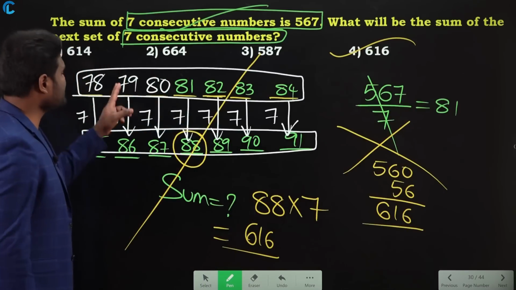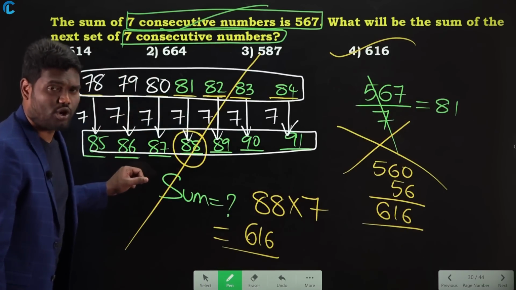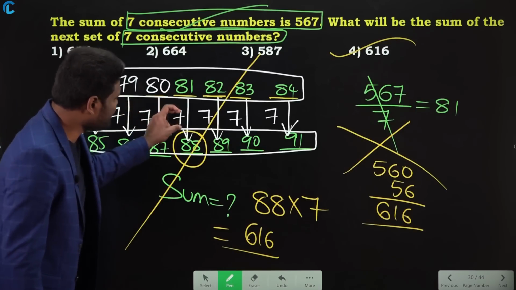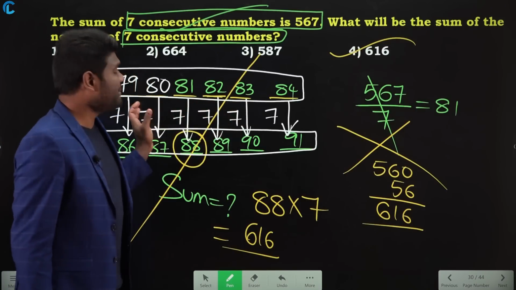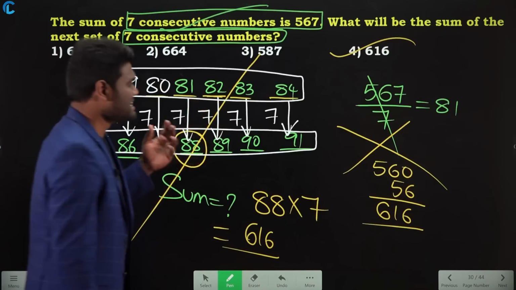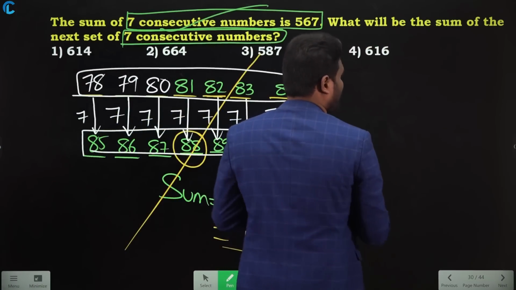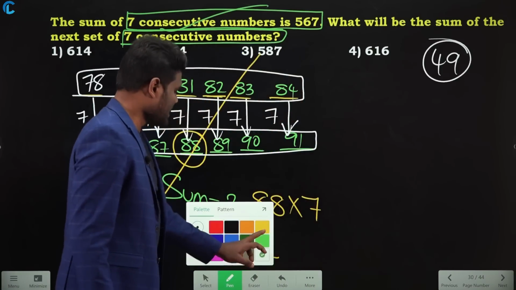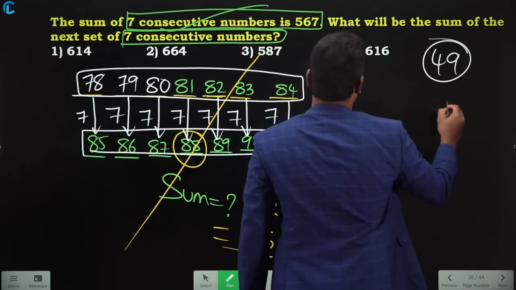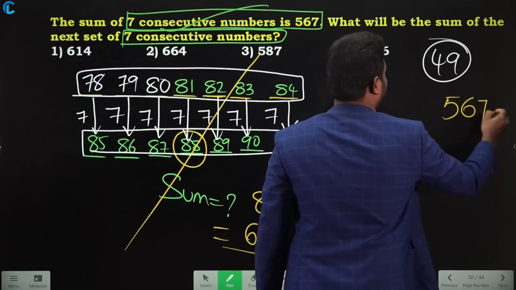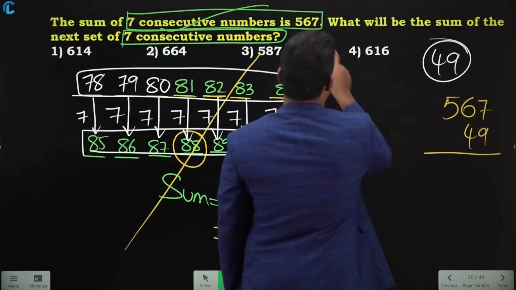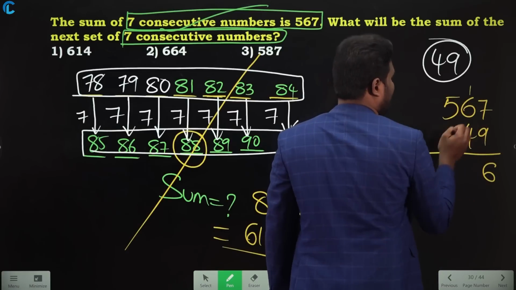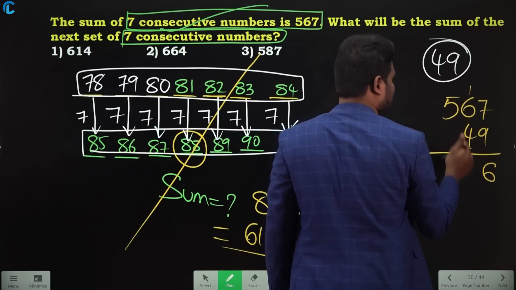Now if you observe, the difference between the first 7 consecutive numbers and the next 7 consecutive numbers is how much? 7 plus 7 plus 7 plus 7 plus 7 plus 7 plus 7. How many 7s are there? Total 7 7s. 7 7s, can I say it is 49? Yes or no? So I can directly say that the sum is 567, and if I add 49 to this 567, 7 plus 9 is 16, so 1 carry, 56 plus 4 is 60, 60 plus 1 is 61.